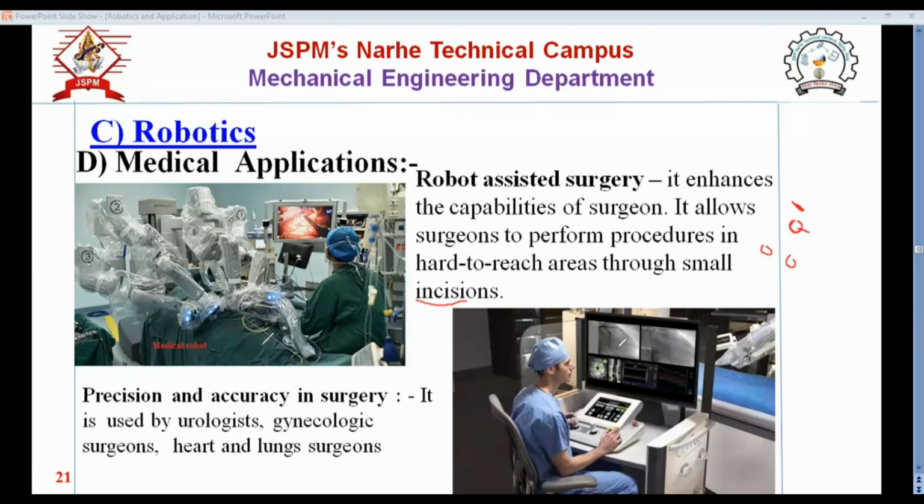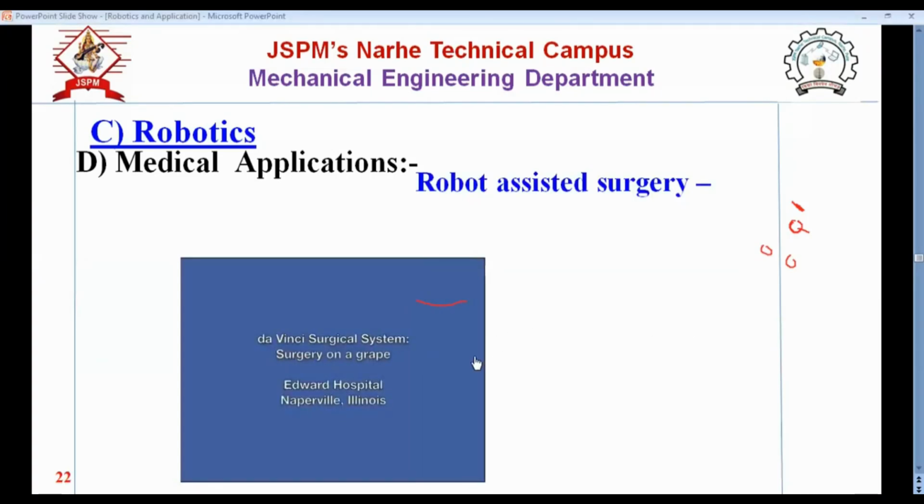As the incision is small, recovery is very fast in robot assisted surgery. Here I am showing one surgery. Please understand, the robot itself will not do the surgery. As a surgeon, we have to learn first how to use it effectively, because if you make a mistake, it is associated with a human. We can say it is a question of life and death.